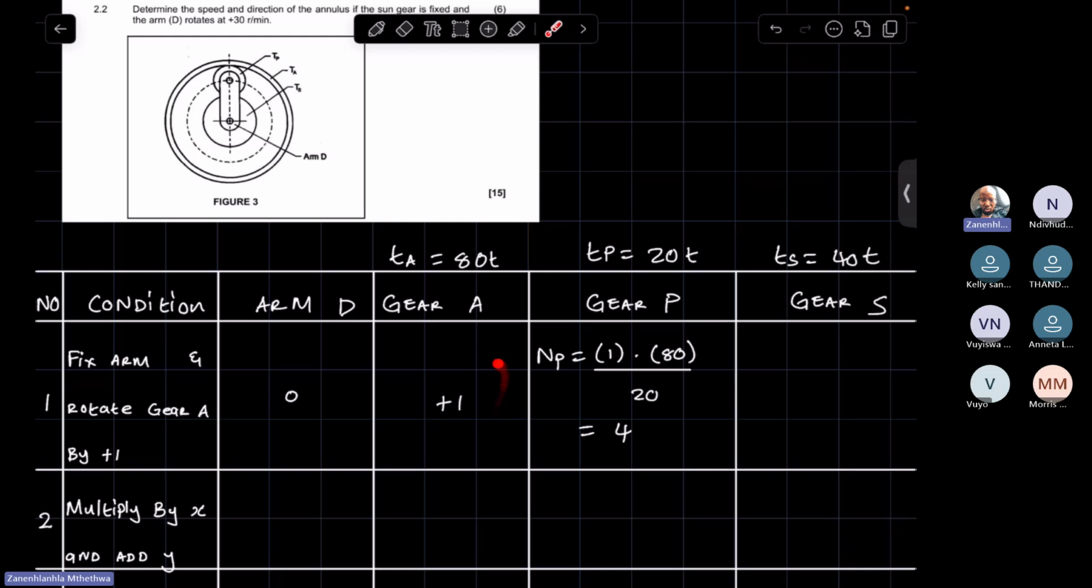Which gear meshes with the annulus here? It is the planetary gear. Here's the planetary gear. So if whichever gear that meshes with the annulus rotates in the same direction as the annulus, what does that imply regarding the direction of rotation of the planetary gear? Is it clockwise or is it anti-clockwise?